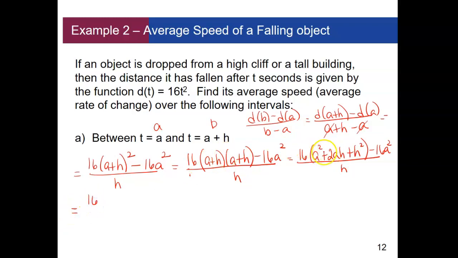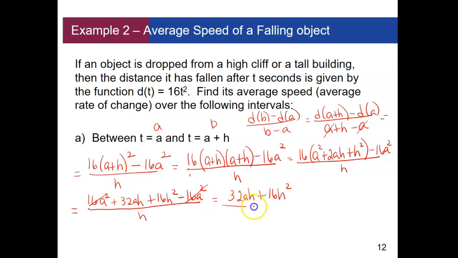Distribute the 16 through over here, so we'll have 16A squared plus 32AH plus 16H squared minus 16A squared. Carry that H forward. The A squareds are going to cancel, so we'll have 32AH plus 16H squared divided by H. Factor out an H as a GCF.